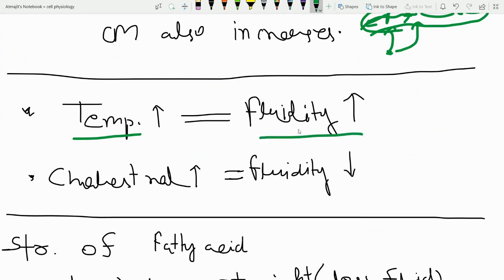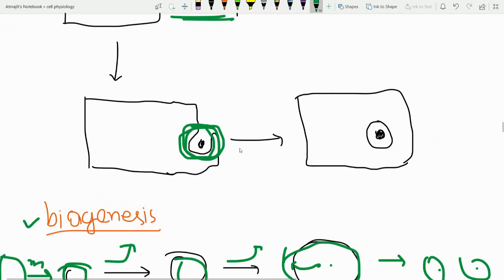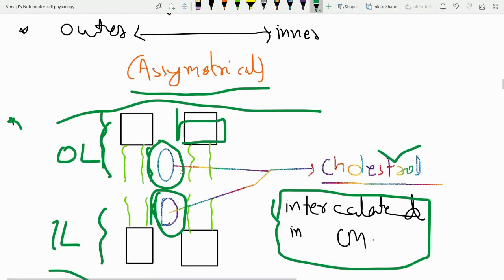Commonly, we know that if there is a gas or any molecule and temperature increases, then its movement also increases. Like this, remember that fluidity also increases if temperature increases. If cholesterol increases, then fluidity decreases. Simple reason: if the cholesterol amount is 1, then it can move freely.